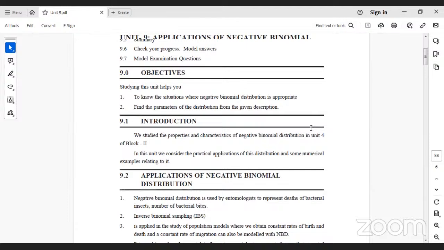The negative binomial distribution is used by entomologists. What is the meaning of entomologists? Who is an entomologist?